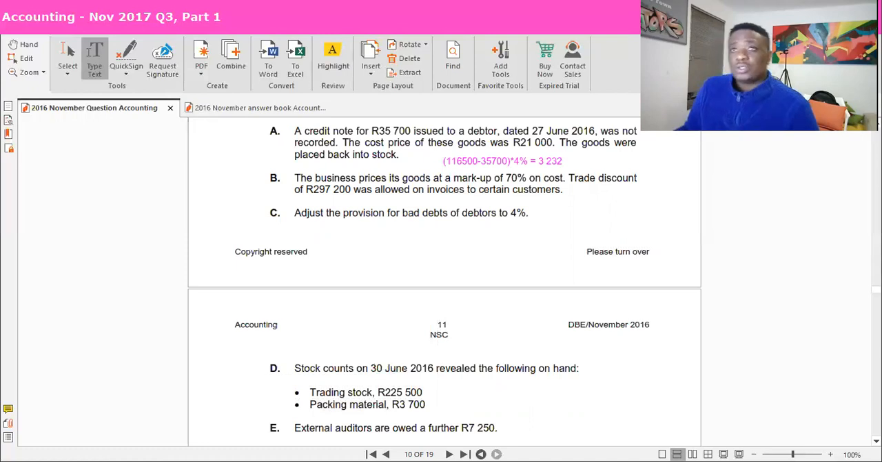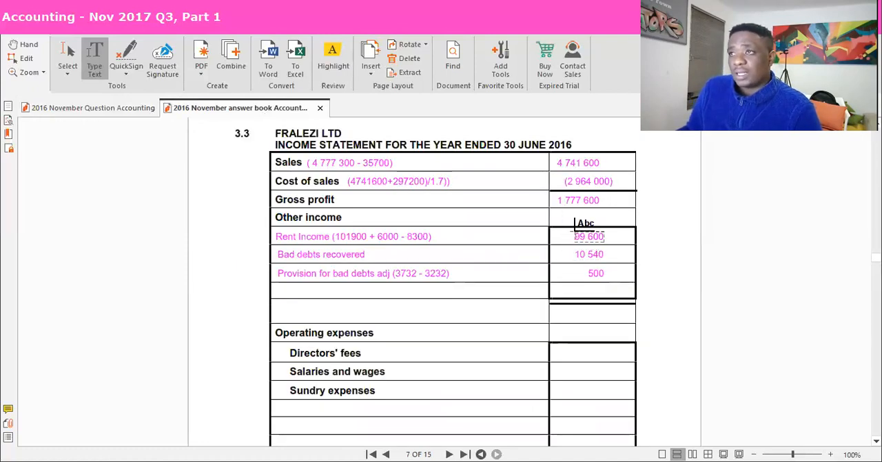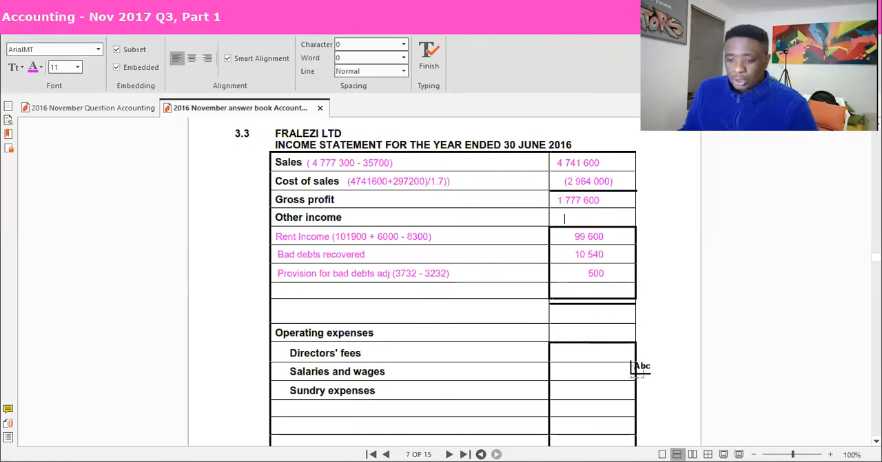So now we just need to total up our incomes, and once we total up our incomes, we'll calculate the gross operating income. So our incomes should add up to 110,640, and then we'll get our gross operating income, which is 1,888,240. All right, cool.